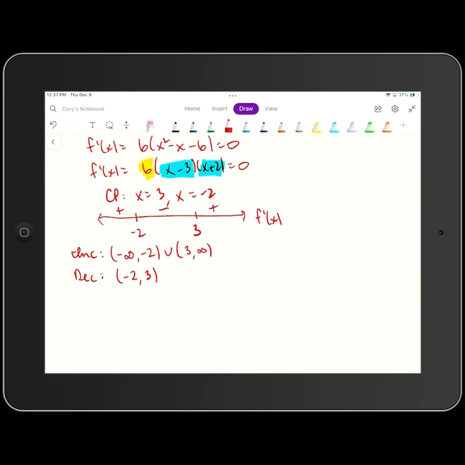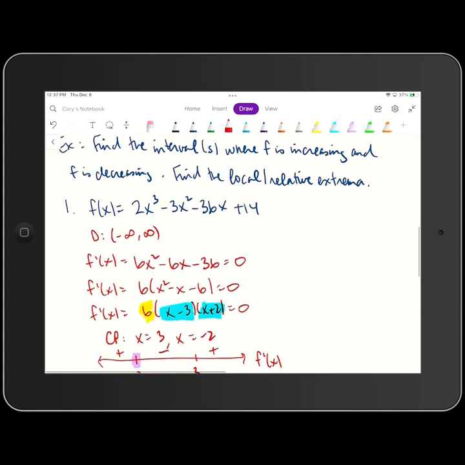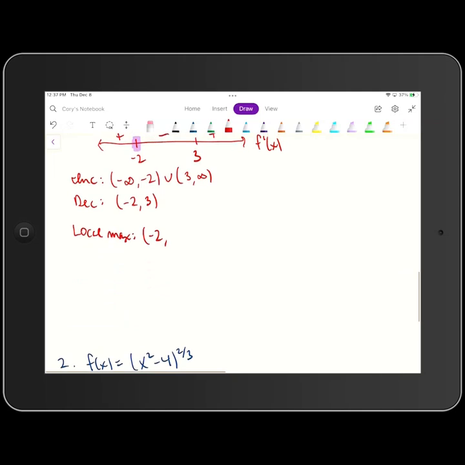Okay, and next we want to determine the local extrema. So we have a local max where f prime changes sign from positive to negative. Okay, and f prime changes sign from positive to negative at x equals negative 2. So negative 2 is going to be the x coordinate of our local max. And when we plug negative 2 into our original function to get the y coordinate, I'm not going to show the math for that, but the y coordinate is going to wind up being 58 at that value. So the ordered pair negative 2, 58 is going to be the local max.